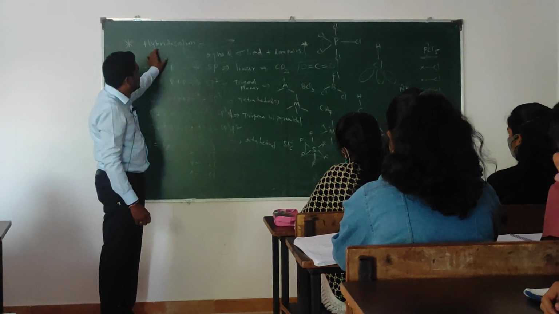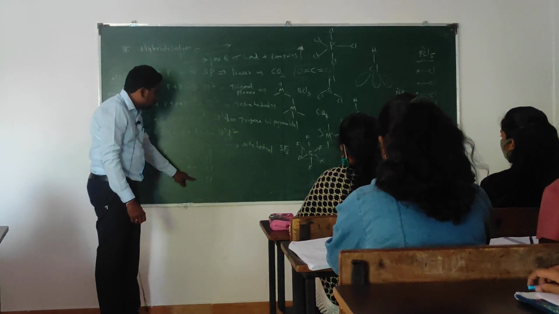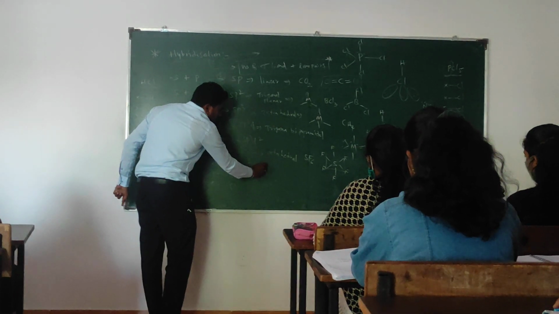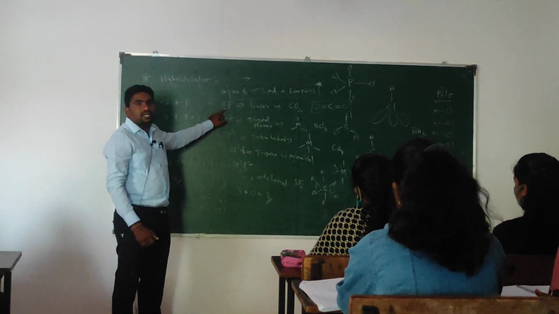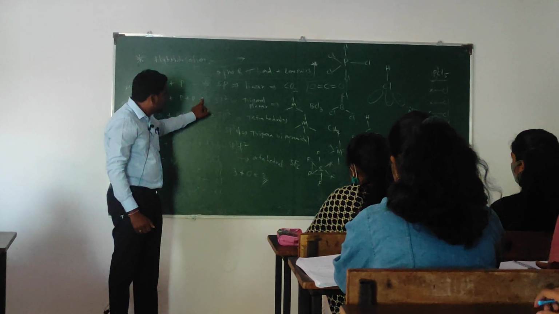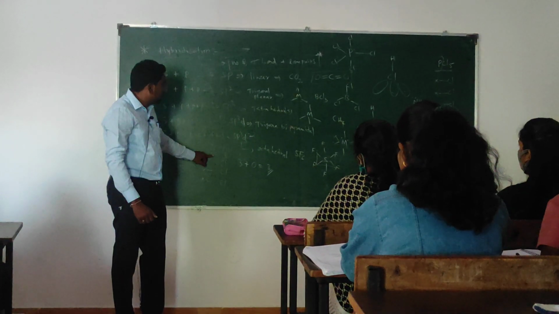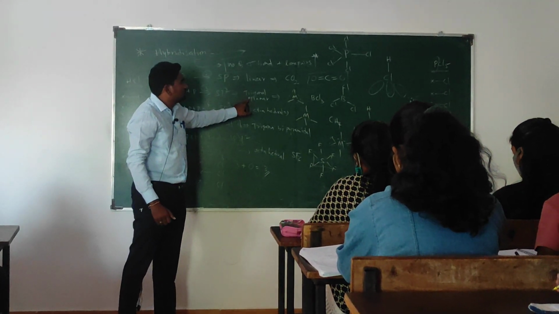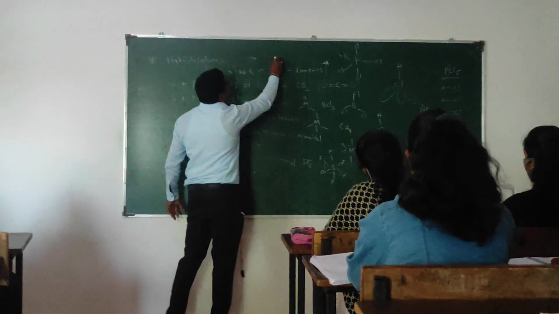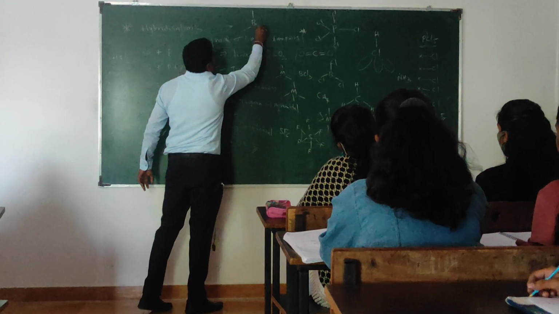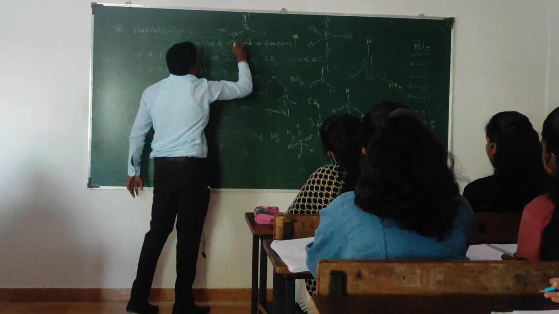What is the formula for hybridization? Number of sigma bonds plus lone pairs. How many sigma bonds are present here? 3 sigma bonds. How many lone pairs? 0. Total 3. If you get the value 2, that is sp hybridization. If you get the value 3, it is sp2 hybridization. So BCl3 has sp2 hybridization. It shows trigonal planar geometry, and it has a structure like this.